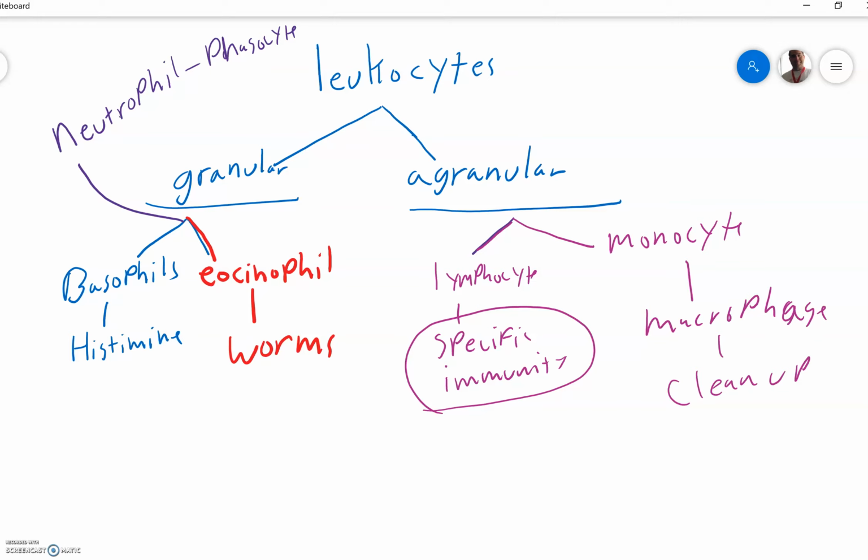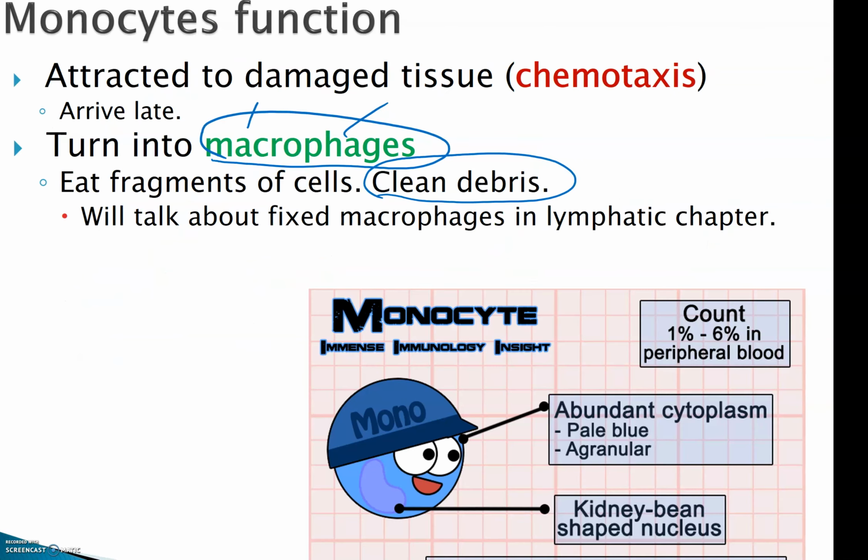Now, monocytes actually leave circulation very early on and become macrophages. These are garbage disposal units. They eat up fragments, such as viral fragments, and they play a special role in specific immunity too, but we will talk about that later. So our macrophages, where we left off, are the cleanup units. They don't attack things specifically. They find viral fragments and bacterial fragments, and they actually go and tell the lymphocytes who they encountered. So they're actually part of specific immunity in that regard too.